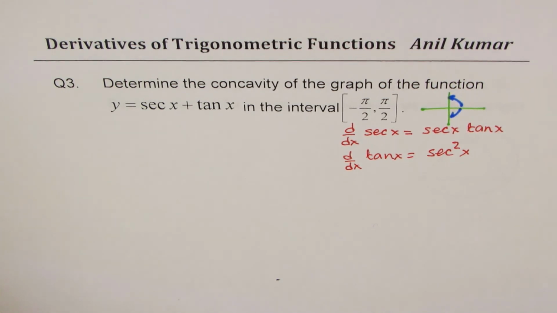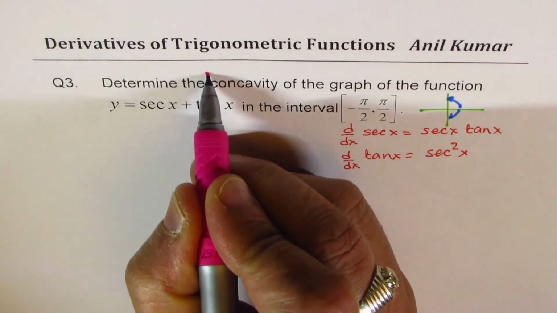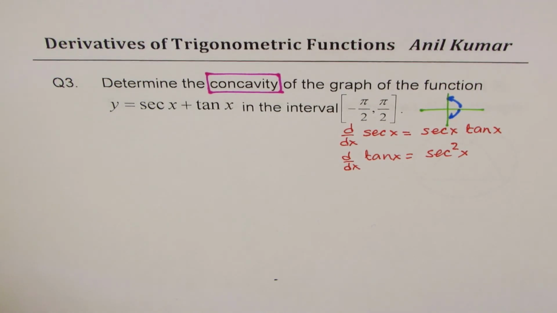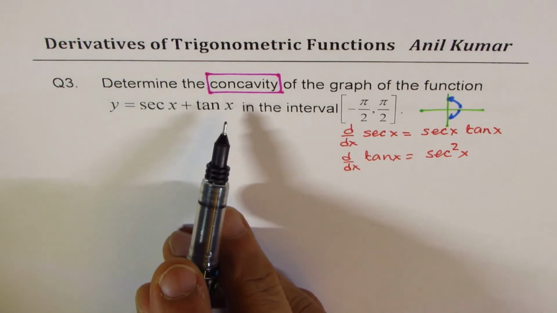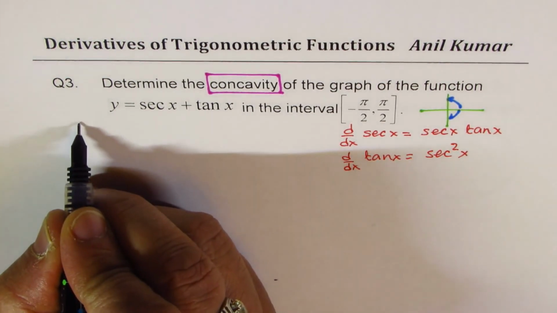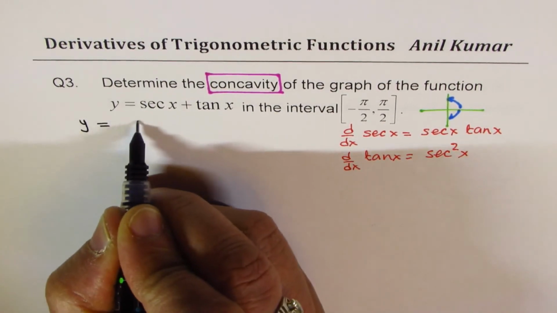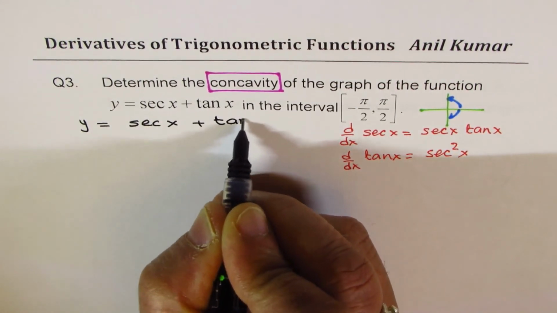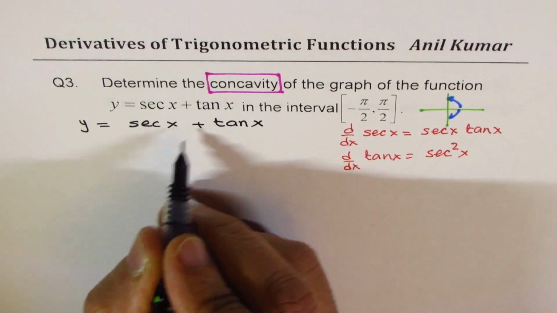Concavity means we are looking for the second derivative. Perfect. So concavity means second derivative. So I hope now the question is absolutely clear. You can still solve it and then look into my suggestions. So the function given to us is y equals secant x plus tan x. Now let's find the derivative.